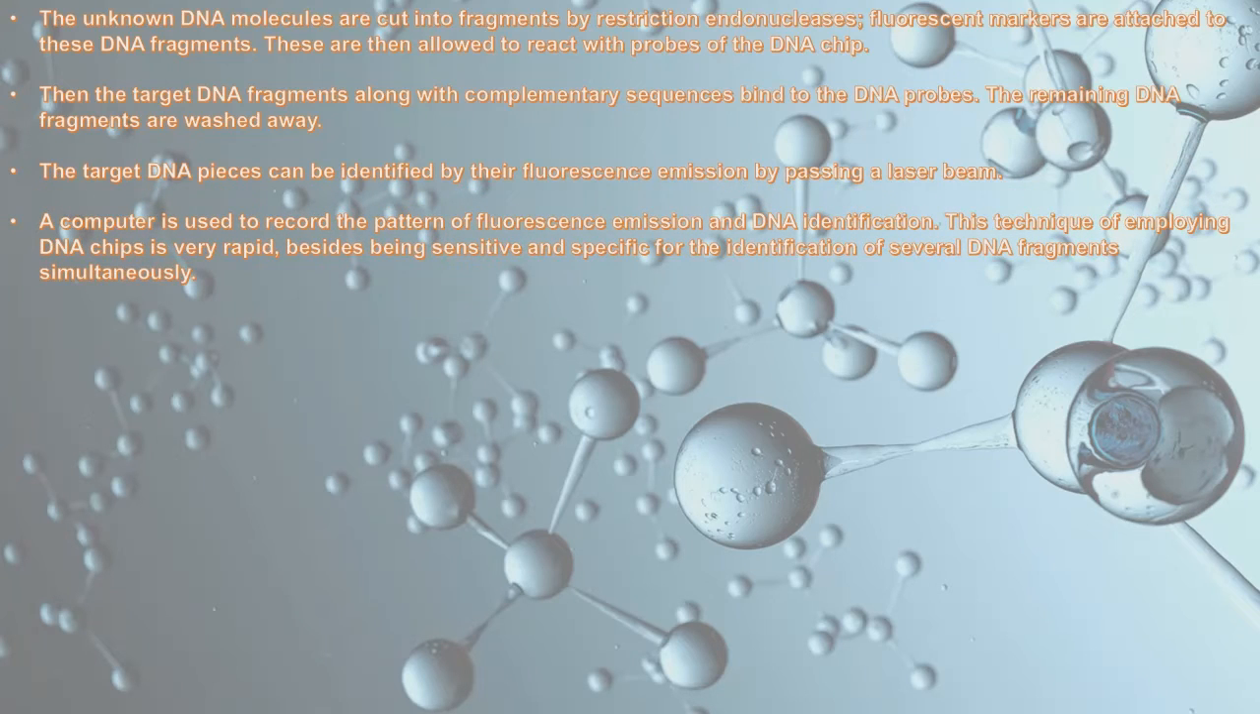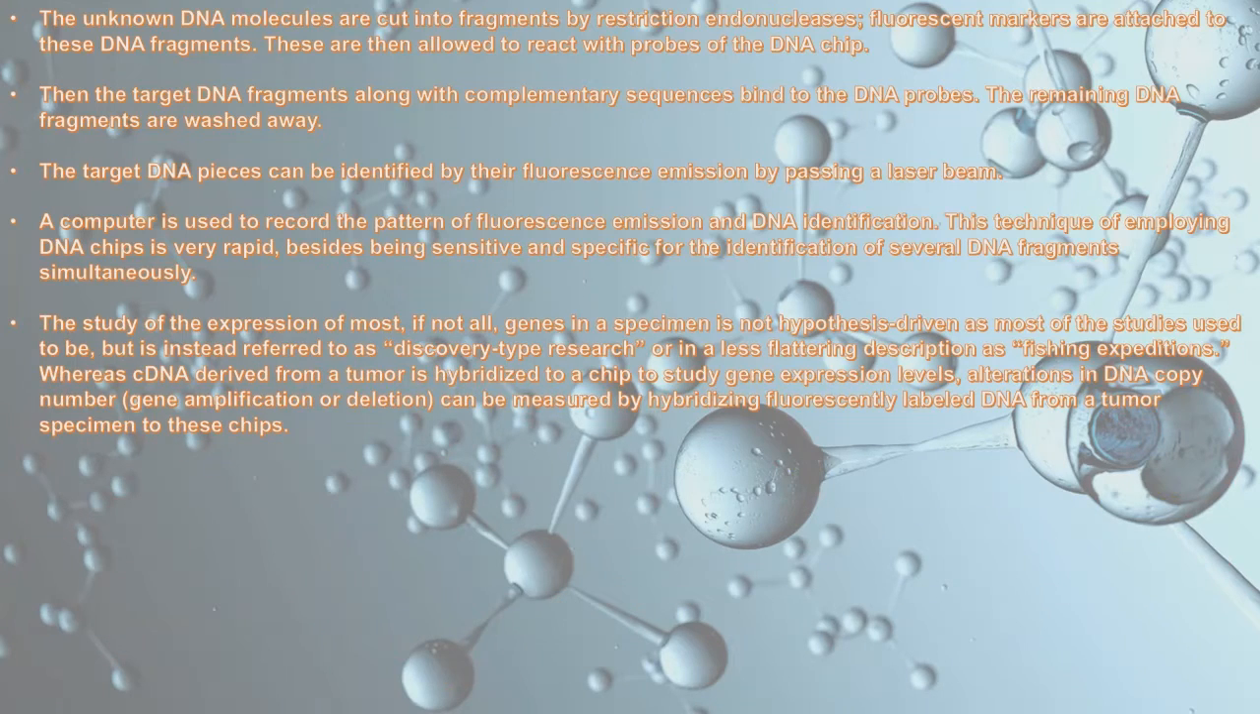This technique of employing a DNA chip is very rapid, besides being sensitive and specific for identification of several DNA fragments simultaneously. The study of the expression of most, if not all, genes in a specimen is not hypothesis-driven, as most of the studies used to be, but is instead referred to as discovery-type research, or in the less flattering description, as fishing expeditions. Here cDNA derived from a tumor is hybridized to a chip to study gene expression levels. Alterations in DNA copy number can be measured by hybridizing fluorescently labeled DNA from a tumor specimen to these chips.